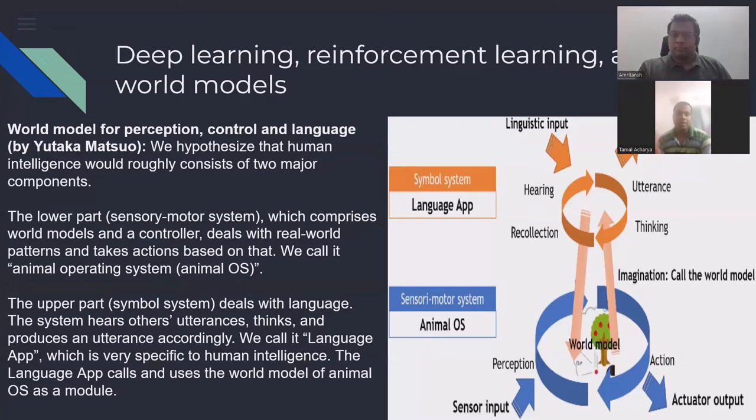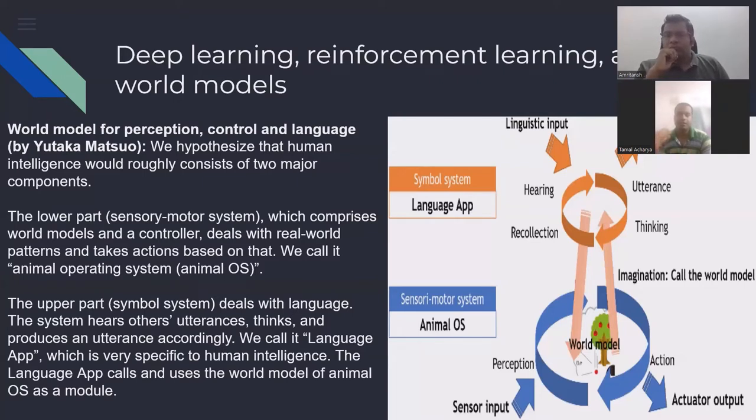Now, the upper part is the symbol system, which deals with neurosymbolic AI, which will be our next video. The symbol system deals with language. We hear utterances, things that produce the utterance, we call it language. This is very specific to human intelligence. What happens is the language app calls and uses the world models of the animal OS as a module. When a world model is triggered by language, it is a simulator. You can think of it like we imagine many things like flying cars and giants using that.